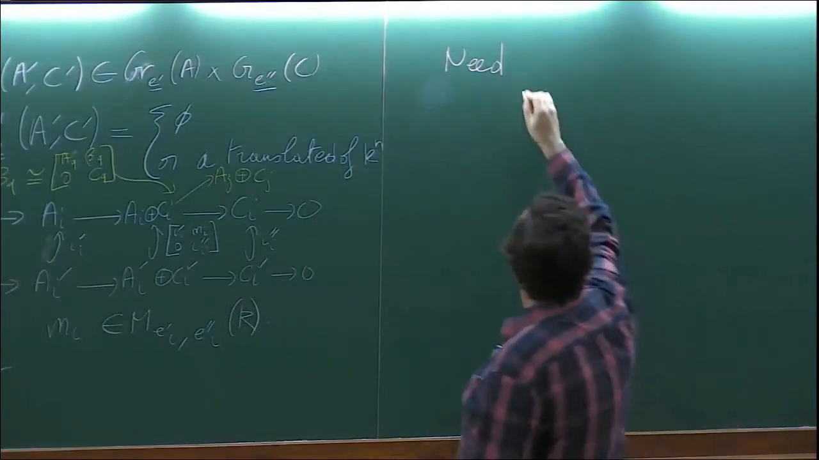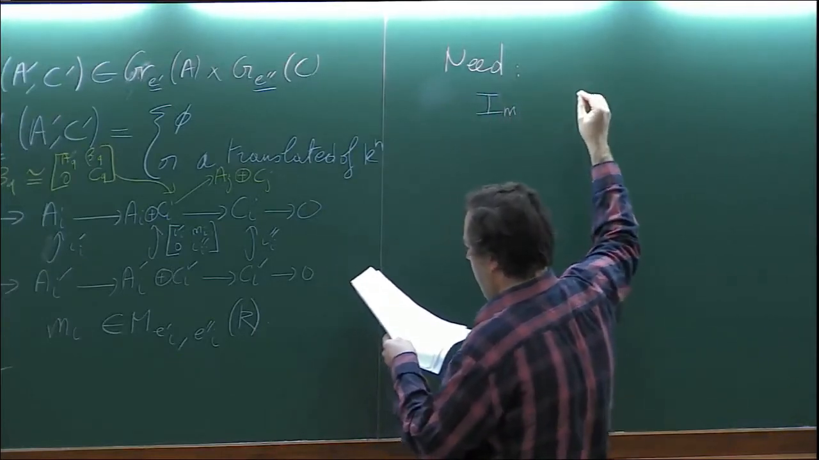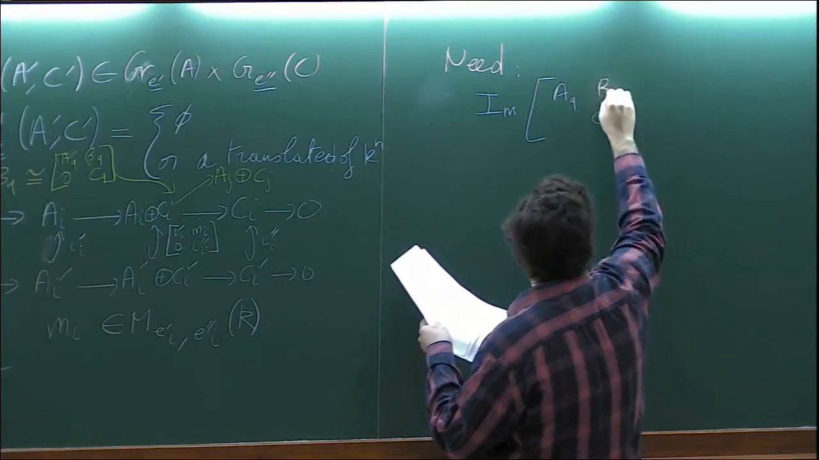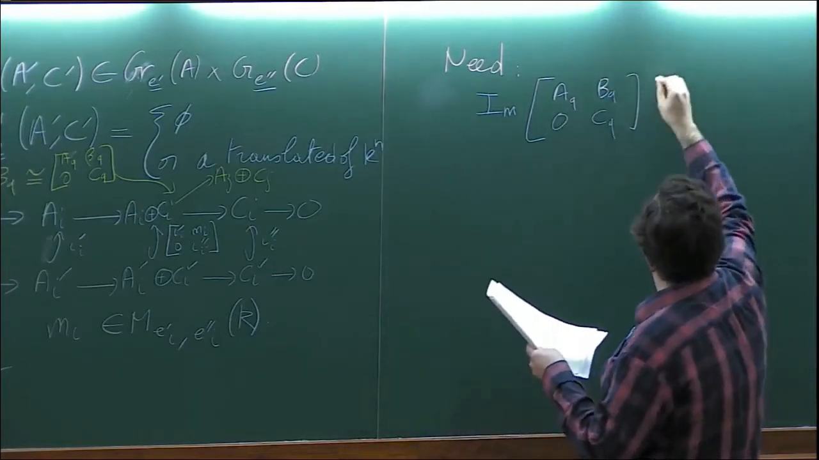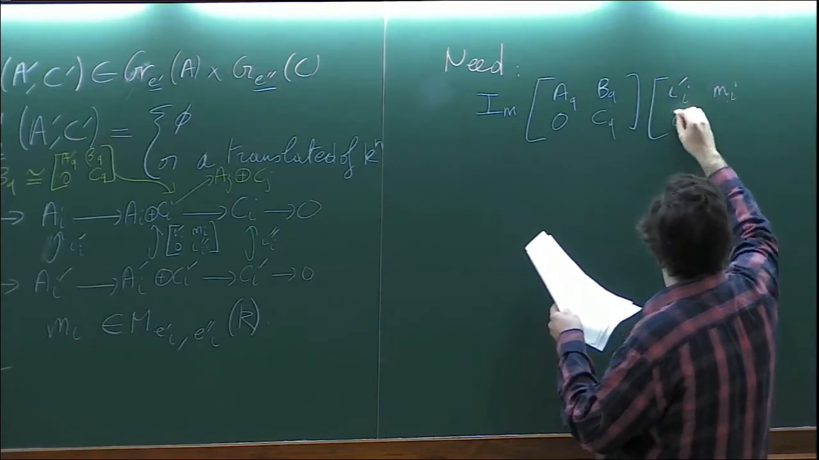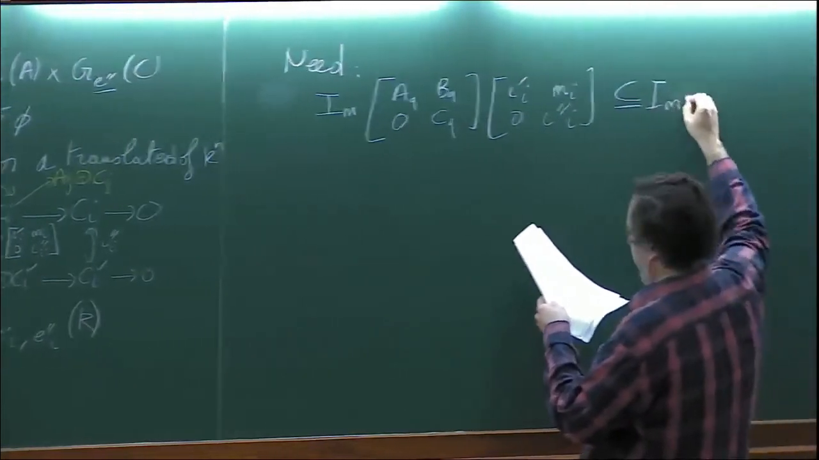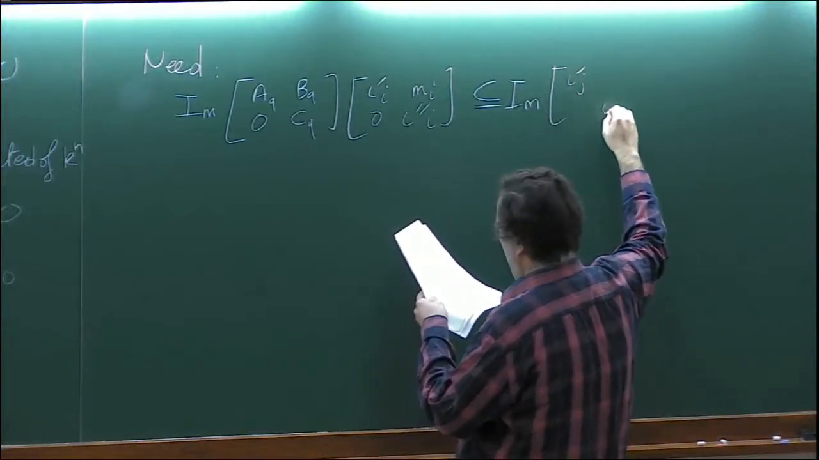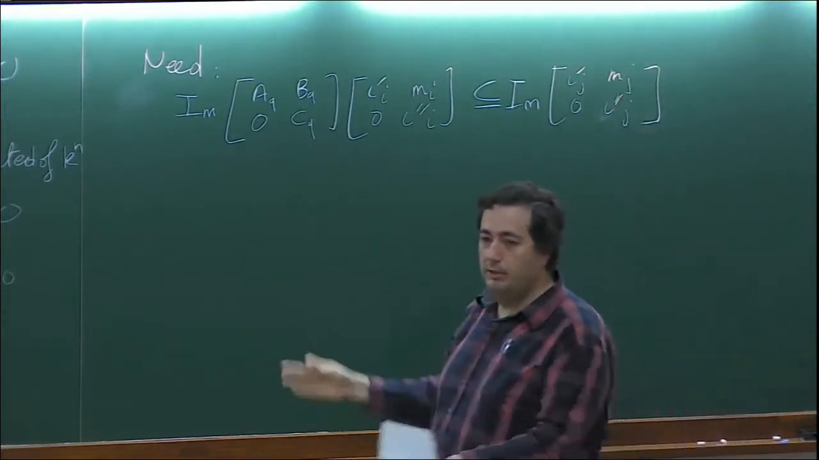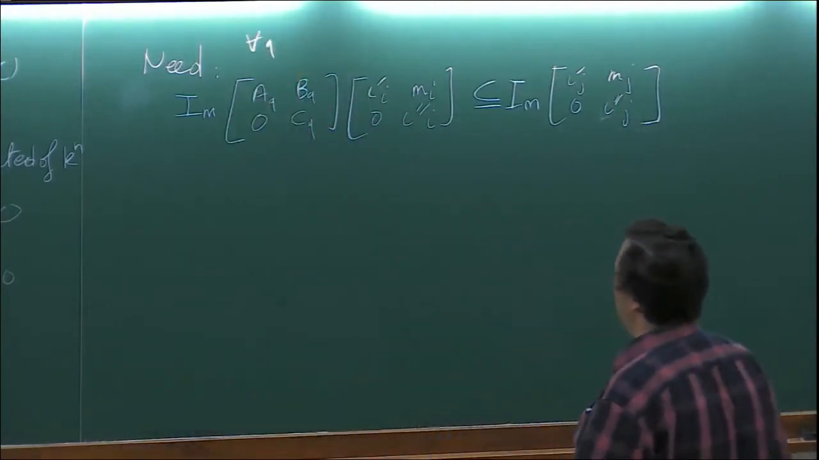I need the following condition. I need that, I will write it like that, the image of the matrix AQ, CQ, BQ, 0 times iota prime I, mi, 0, iota prime I is included in the image of iota prime j, mj, 0, iota prime j. This is what I need. What is written here? So, of course, for all q, I need this. So what does it mean?